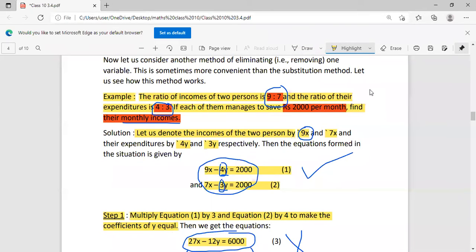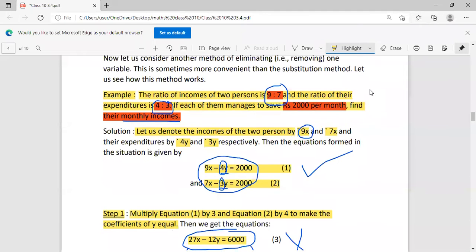So, now do you understand how we are using this elimination method? Yes, sir. Very easy. Okay. So, now we are going in detail. What are the steps?